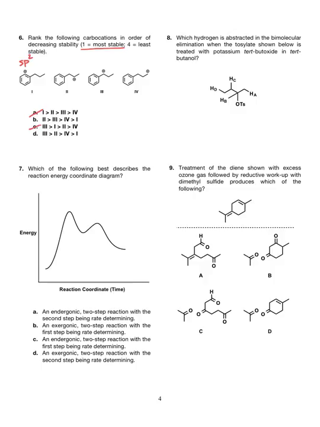Then the remaining ones, you have secondary, but this is benzylic, so that's special. And then you have primary. So 3 should be ranked number 1. So if you look at your choices, you can eliminate B, and so the answer for 6 is D.